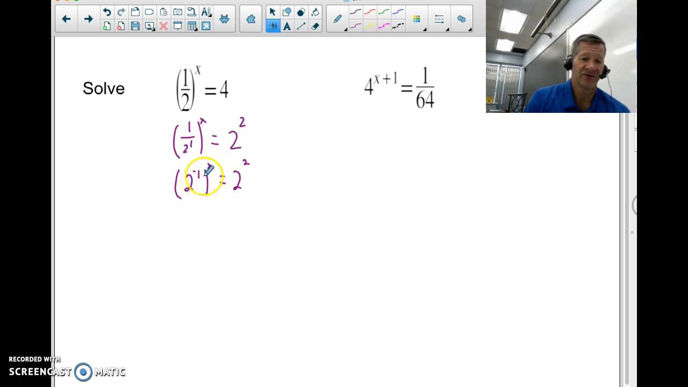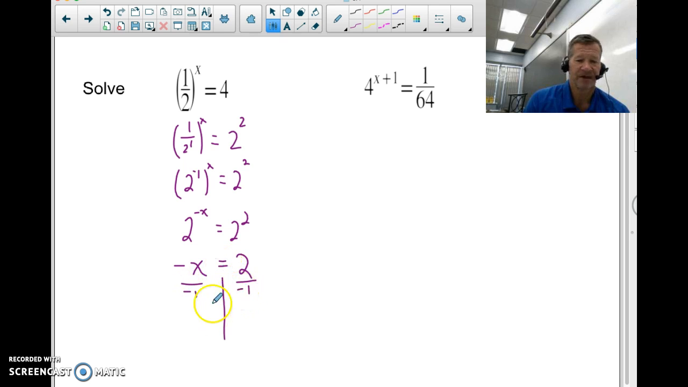So now I have a power to a power. I multiply, so that's 2 to the negative x equals 2 squared. Now the bases are the same, so set the exponents equal to one another. Negative x equals 2. I got to get rid of this negative 1 in front, so negative 1 times x, I need to divide both sides by negative 1, and that will give me x is negative 2.